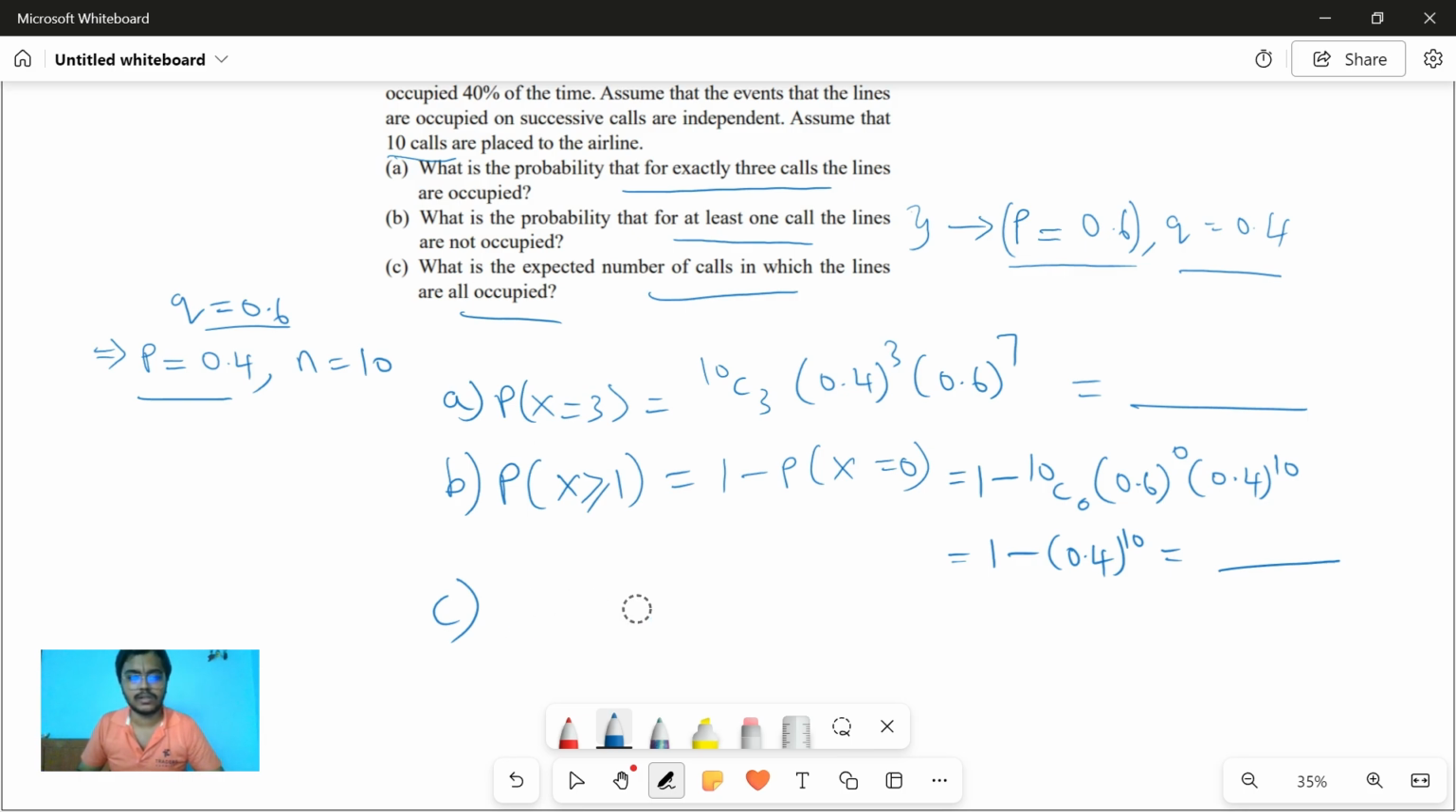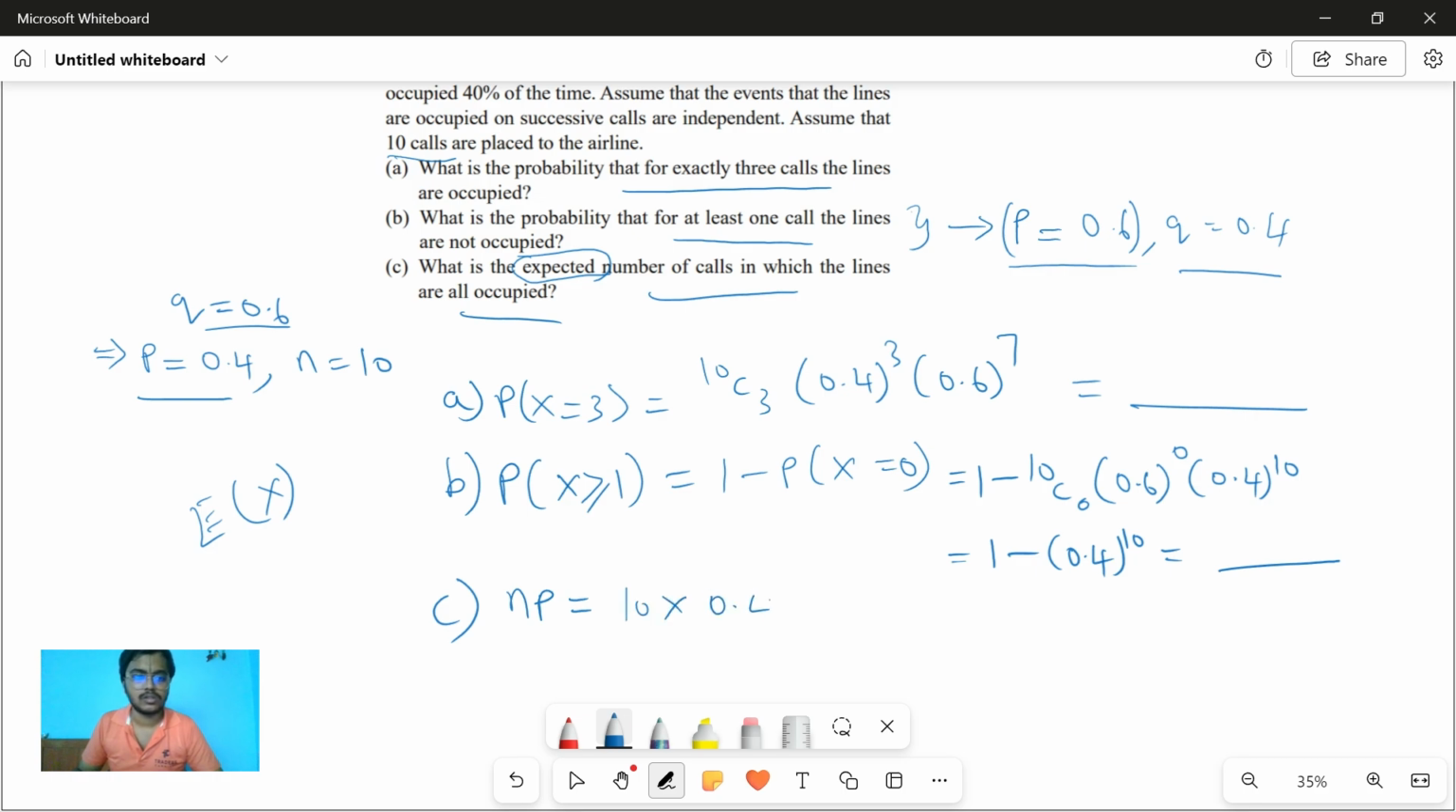Now, what does expected number mean? Remember, expected always means mean. That's why I told you, when I was telling about the mean of the binomial distribution, it will be E of x, which is expectation. So E of x is NP, the mean of the binomial distribution, which is 10 into P.